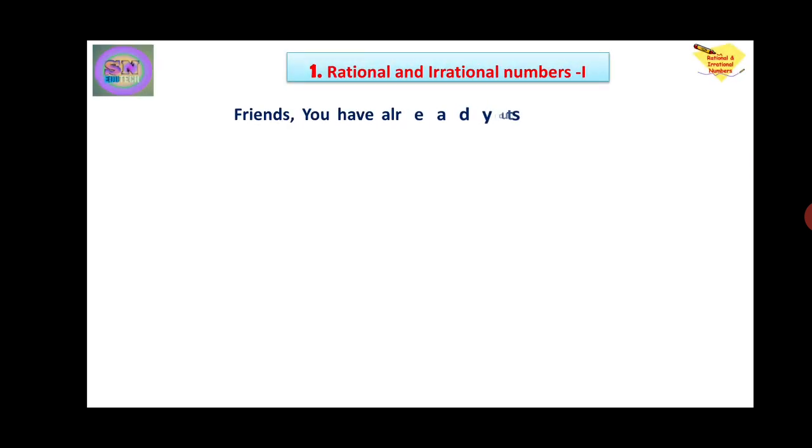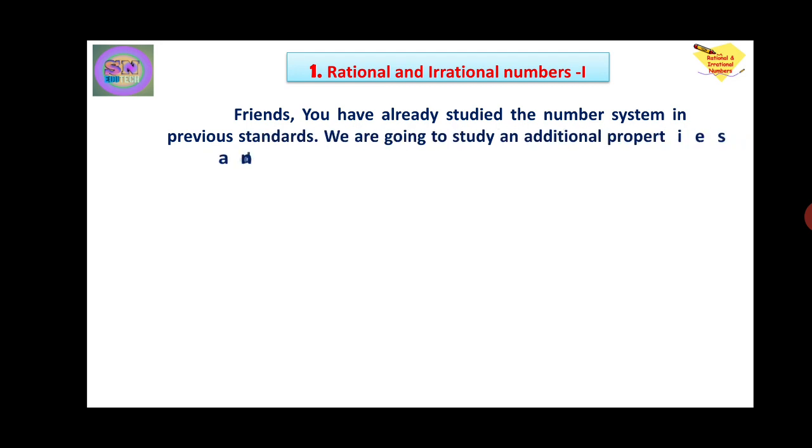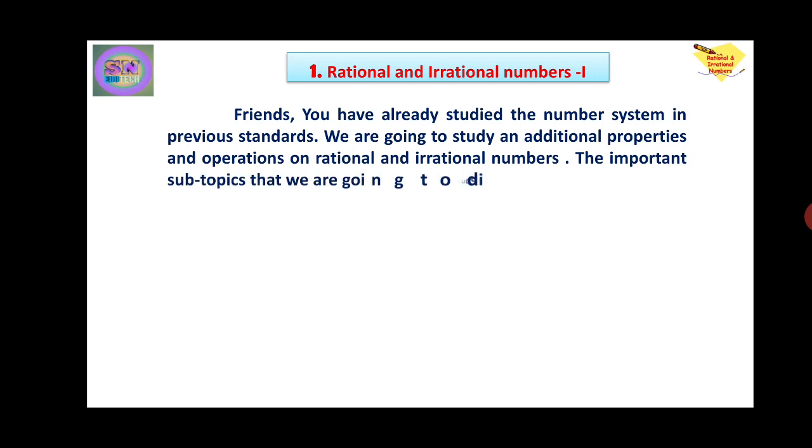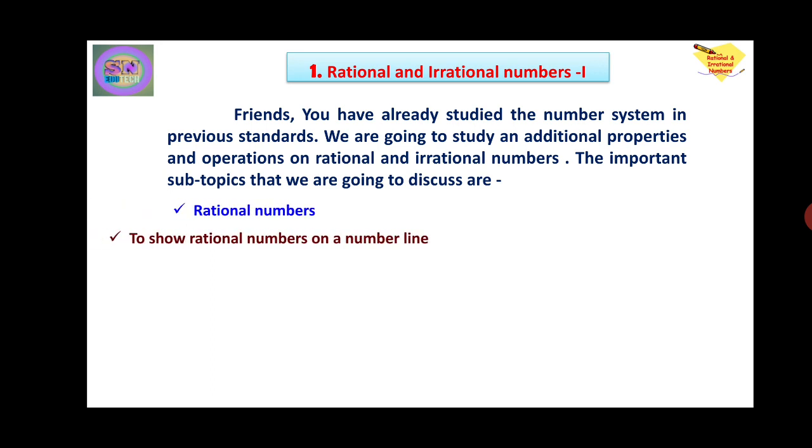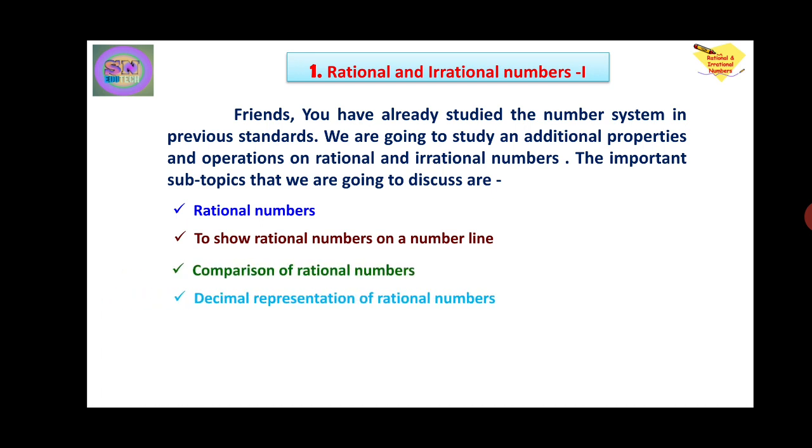Friends, you have already studied the number system in the previous standards. We are going to study additional properties and operations on rational and irrational numbers. The important subtopics that we are going to discuss are rational numbers, showing rational numbers on a number line, comparison of rational numbers, decimal representation of rational numbers, and irrational numbers. Today we will start with rational numbers.